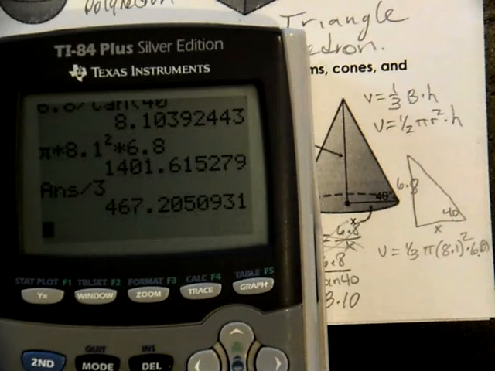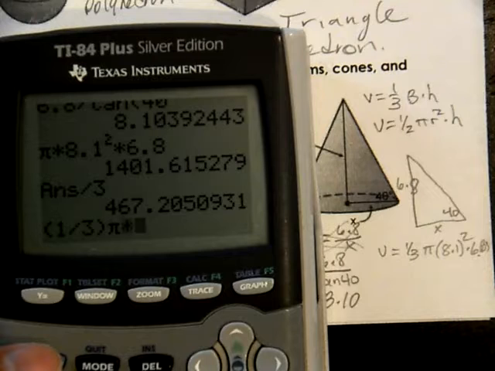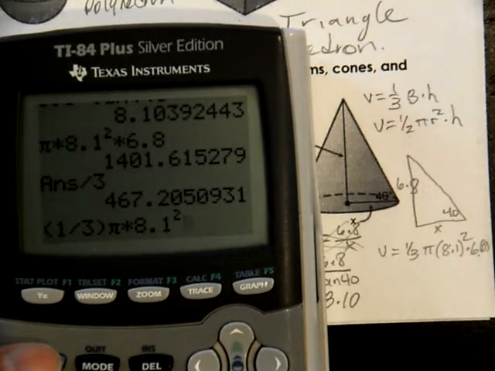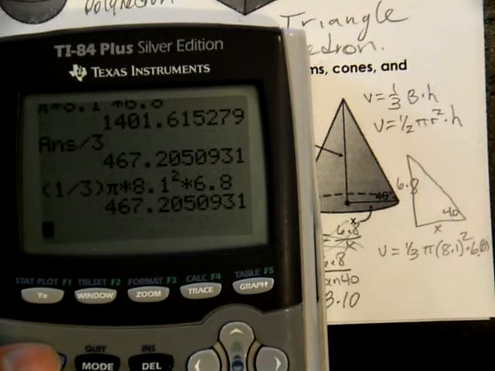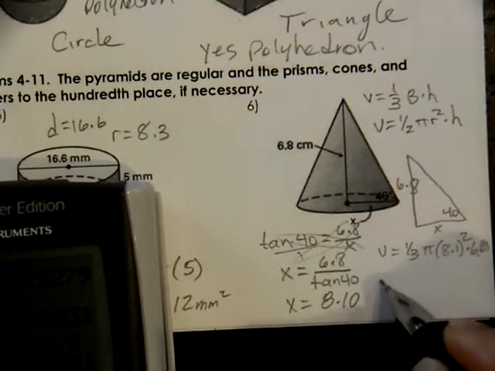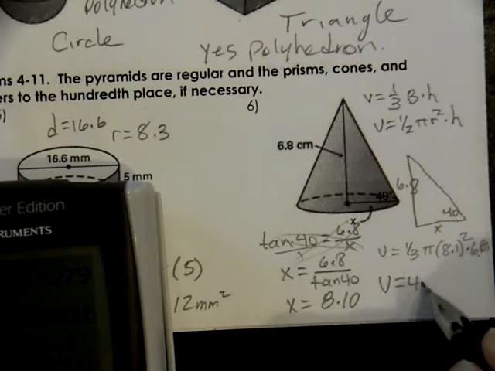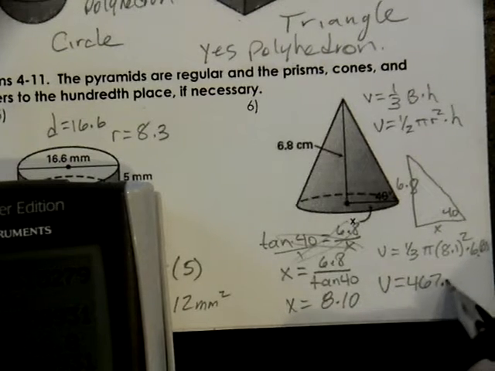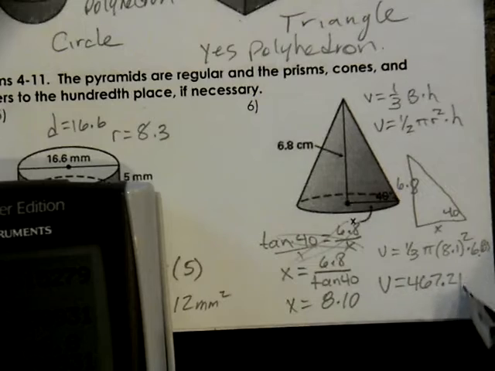The other way you could do that is to use parentheses, say that it's 1/3 pi r squared times the height. Either way would work. .467.21, and that would be centimeters squared.